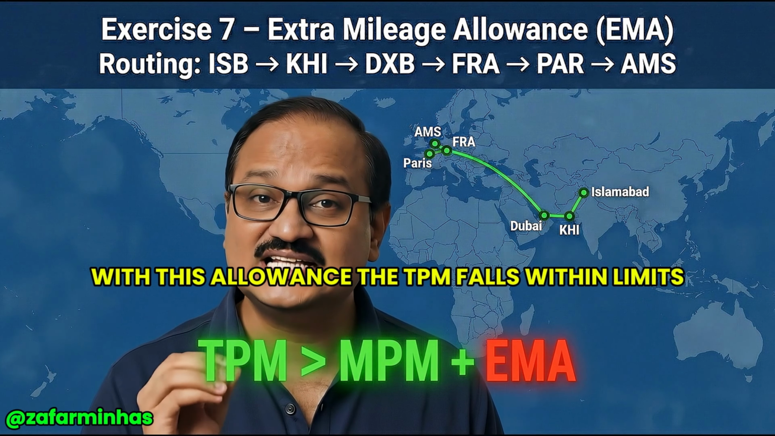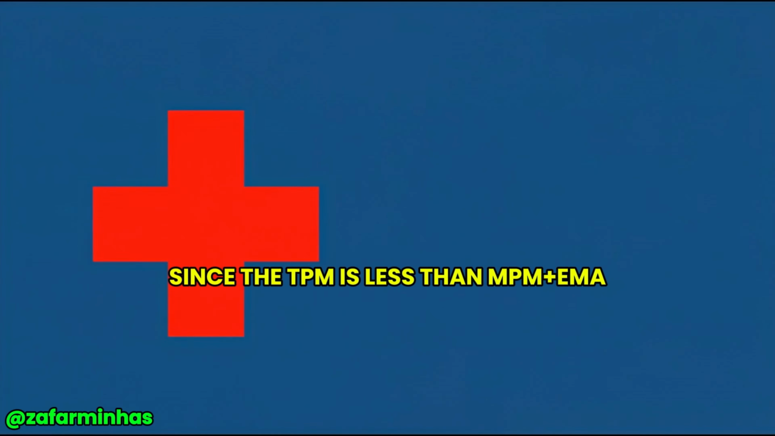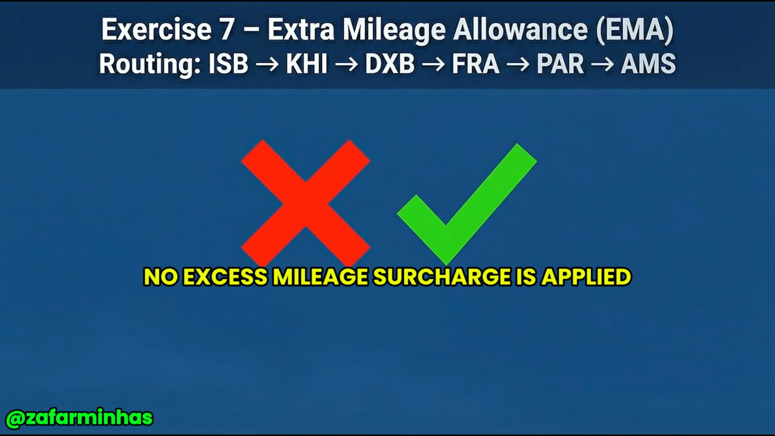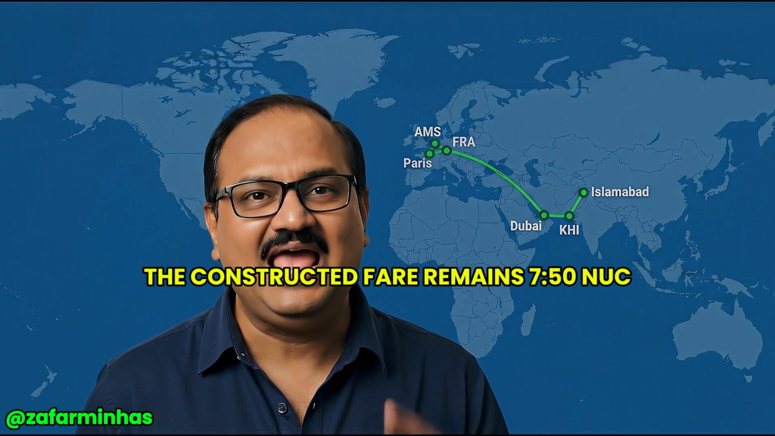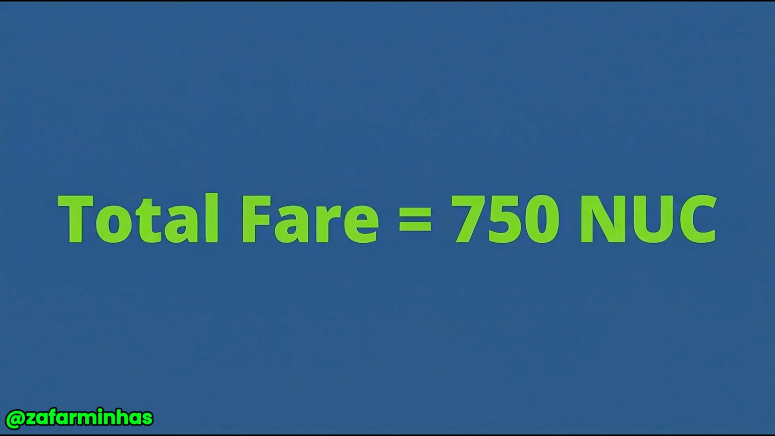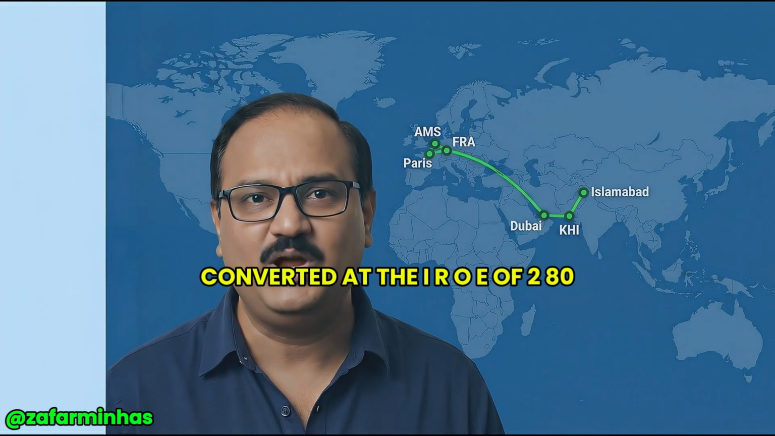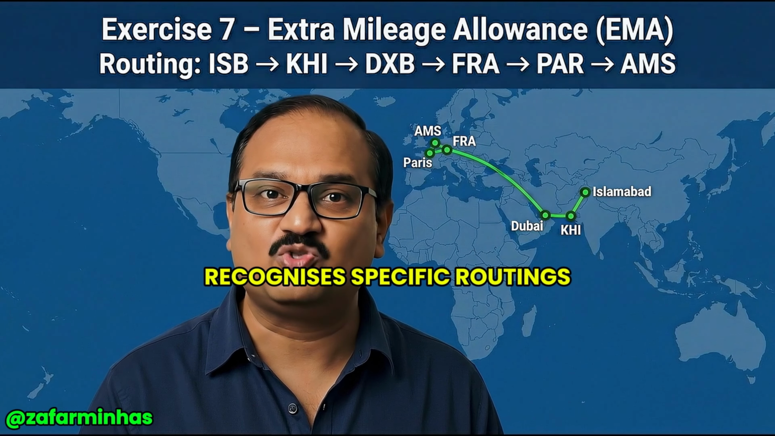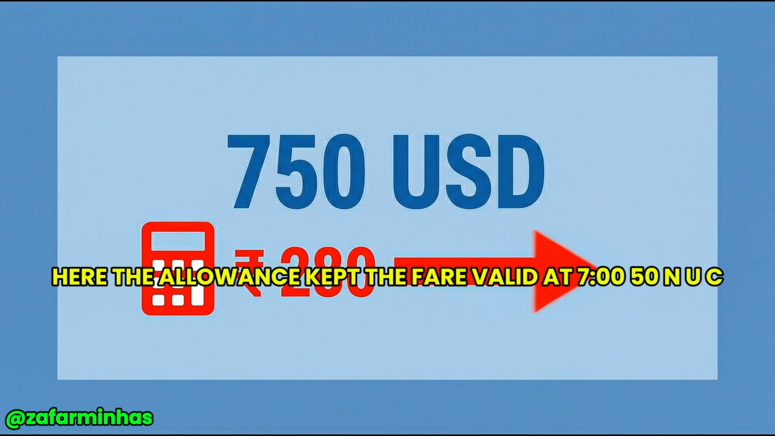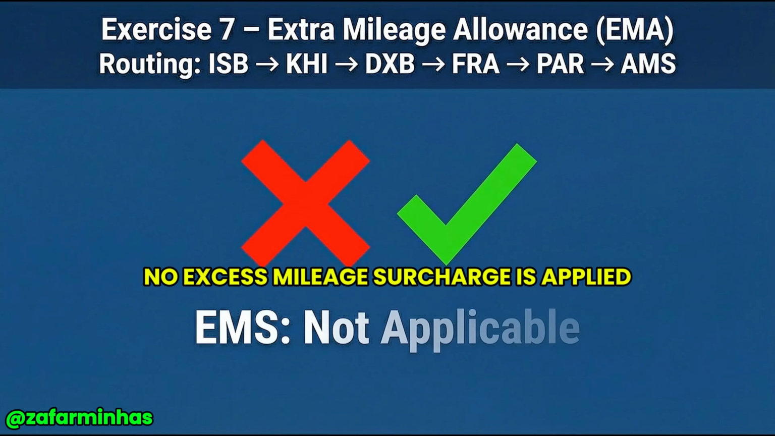With this allowance, the TPM falls within limits. Since the TPM is less than MPM plus EMA, no excess mileage surcharge is applied. The constructed fare remains 750 NUC. Converted at the IROE of 280, that's 210,000 Pakistani rupees. To recap, the extra mileage allowance recognizes specific routings. Here, the allowance kept the fare valid at 750 NUC. No excess mileage surcharge is applied.